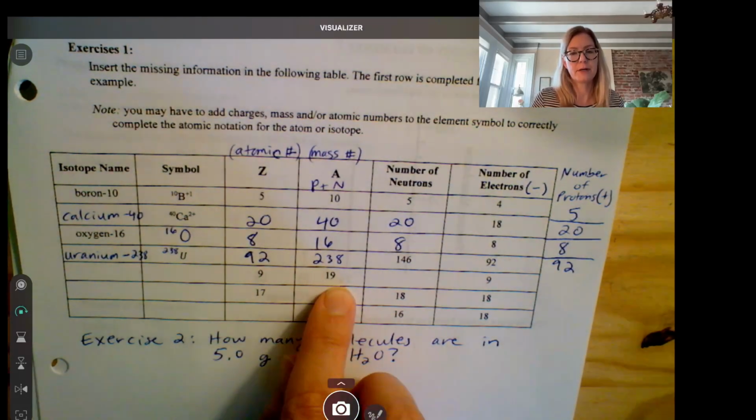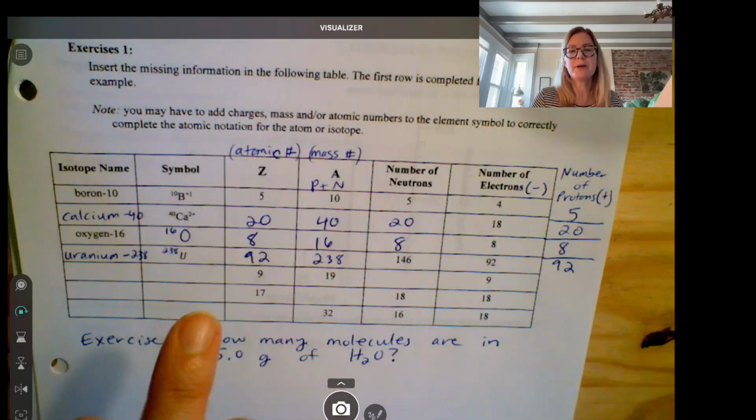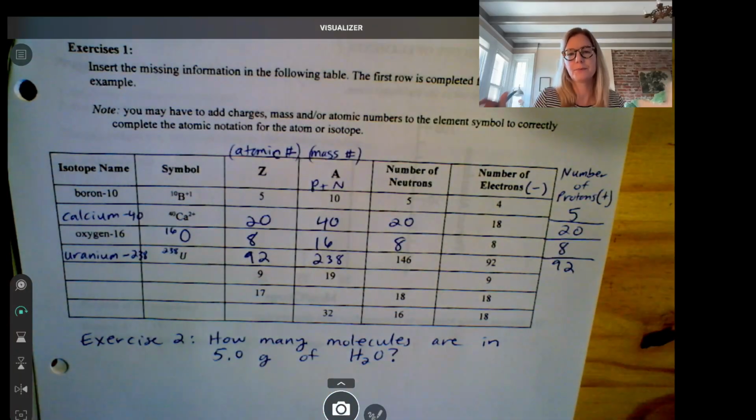Next one, okay. Actually, pause the video and do these last 3 on your own. Use your periodic table, and then unpause the video and I'll go over it.